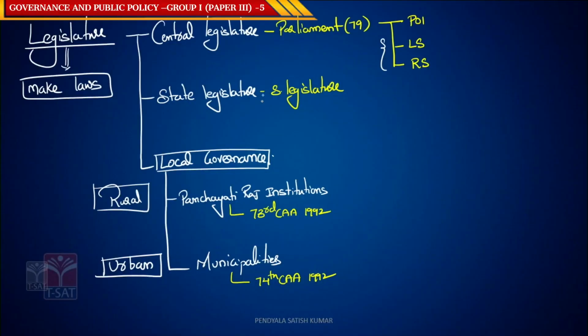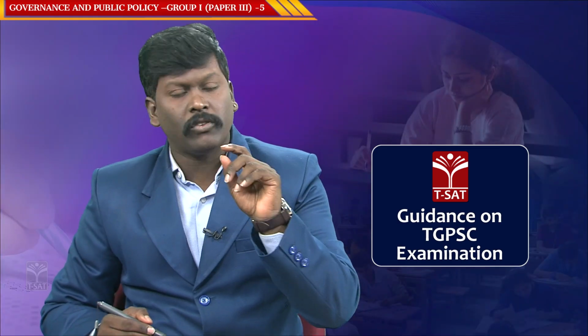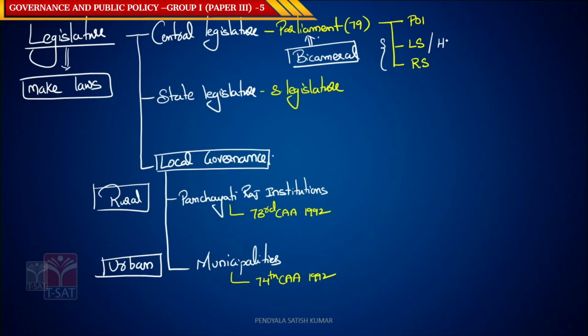Because we have two houses, parliament is always a bicameral legislature. Parliament is always bicameral, two houses. If it is one house, that is unicameral. The terms Lok Sabha and Rajya Sabha are nowhere mentioned in the constitution. Lok Sabha is called House of People. Rajya Sabha is called Council of States. The members of both Lok Sabha and Rajya Sabha are called MPs.